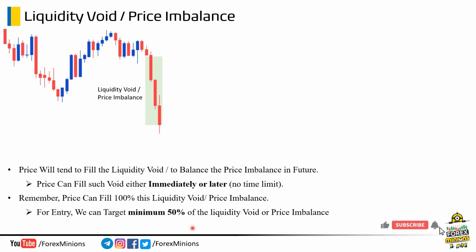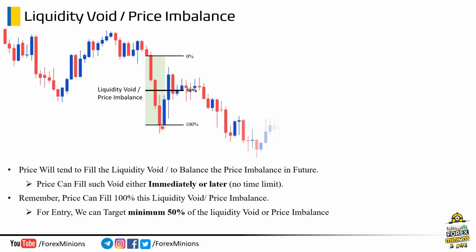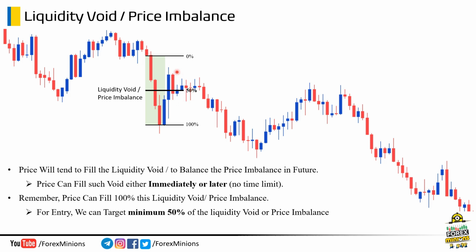For entry, we can target a minimum of 50% of the liquidity void or price imbalance. Here, we will divide this liquidity into parts to find out the 50% zones. You can use the Fibonacci tool to find our 50% level. Now if we notice the price reaction, check how beautifully price came back into this liquidity void zone, filled it and moved in the trend direction.